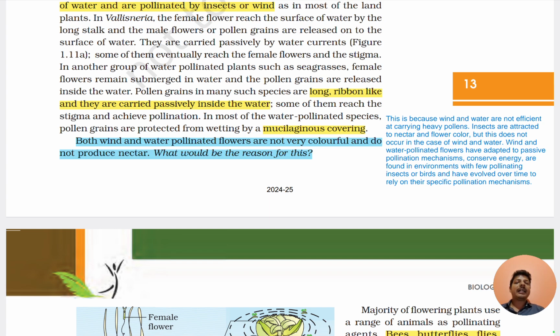Insects are attracted to nectar and flower color, but this does not occur in the case of wind and water. Wind and water pollinated flowers have adapted to a passive pollination mechanism, conserve energy, are found in environments with few pollinating insects or birds, and have evolved over time to rely on their specific pollination mechanisms.